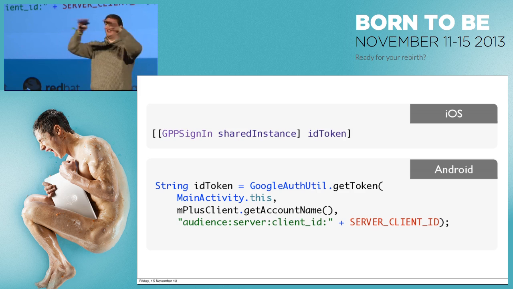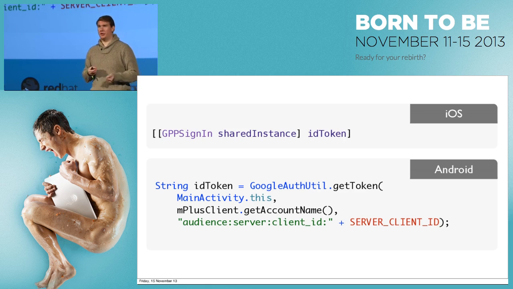So PlusClient is like a friendly layer on top of GoogleAuthUtil. So with that, once you've signed in, you can very easily pull out the account name of the currently signed in user, and you can call this GoogleAuthUtil getToken function. It may cause network traffic, so you have to do it in an async task, but it's hardly any code.